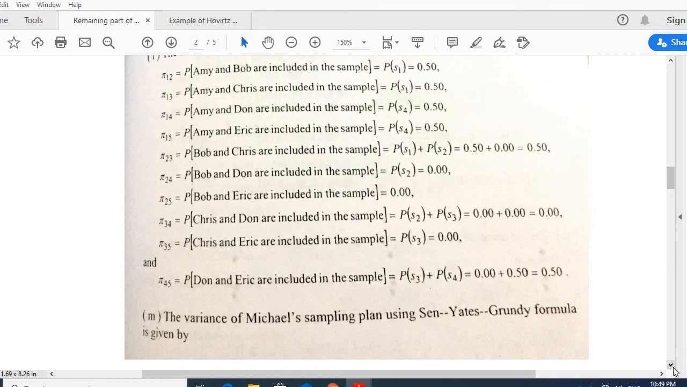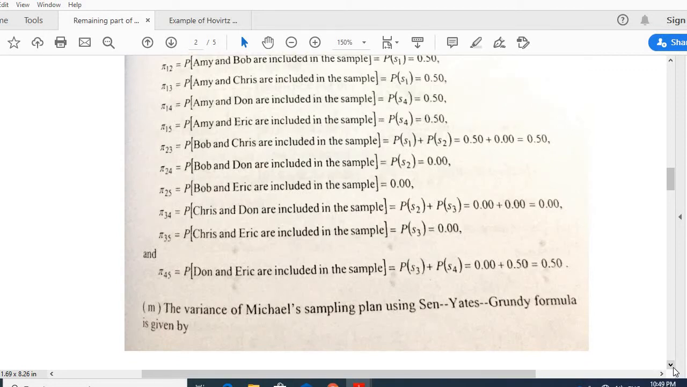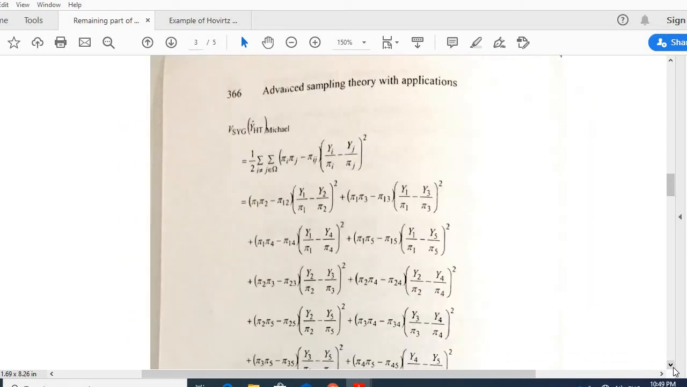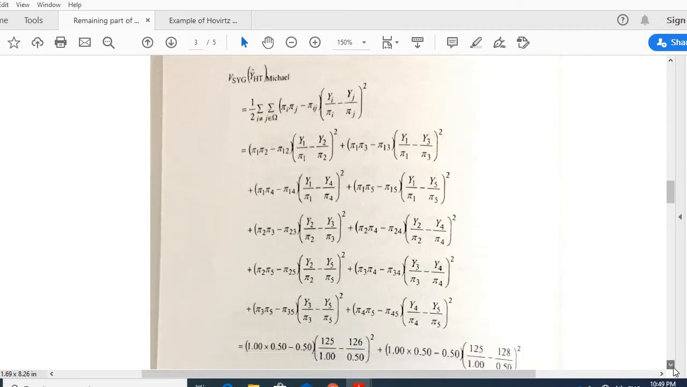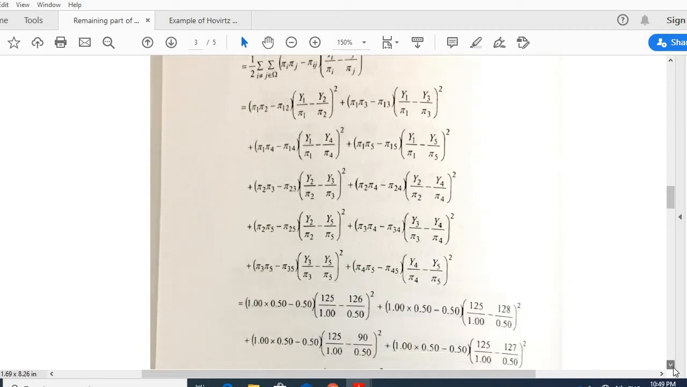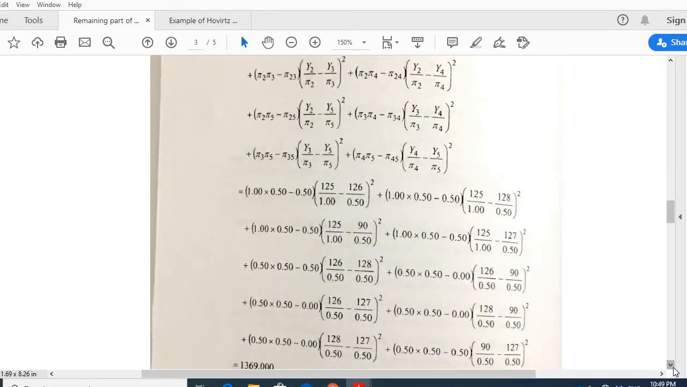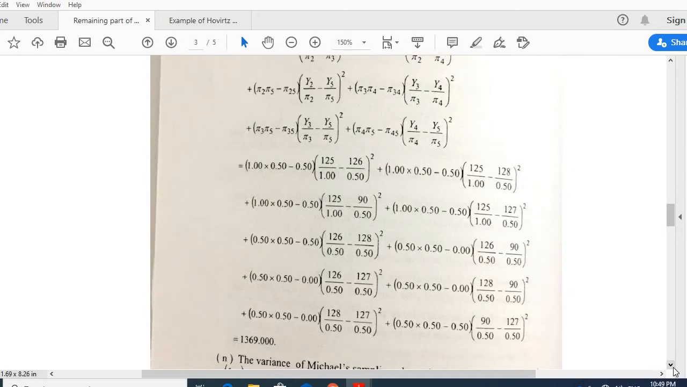Now come to part M. The variance of the Michael sampling plan using Sen, Yates and Grundy formula is given by this one. By putting in the respective values and calculating these terms, adding them, we obtained 1369, the variance of the population total using Sen, Yates and Grundy formula of the Horvitz-Thompson estimator.